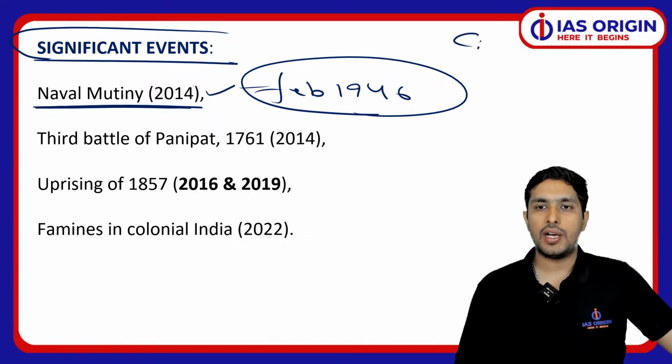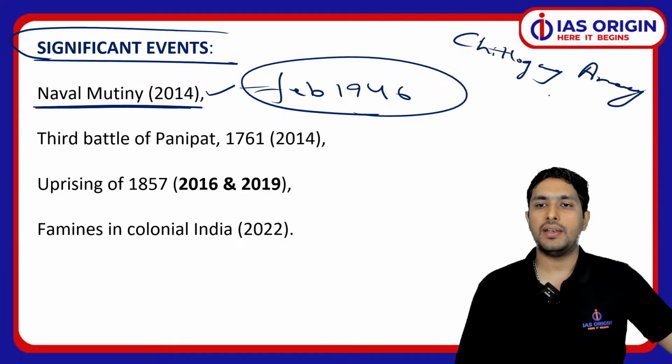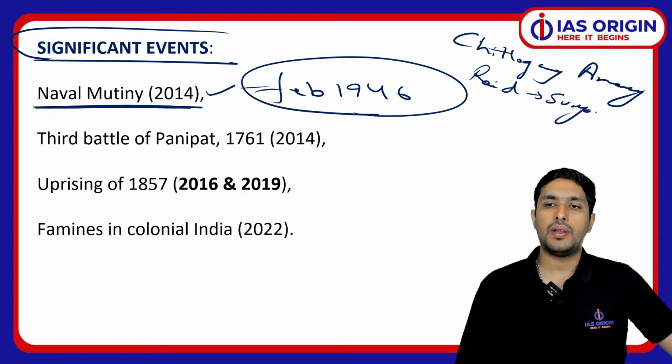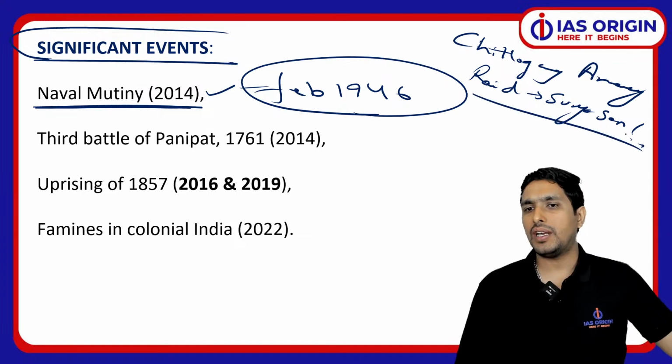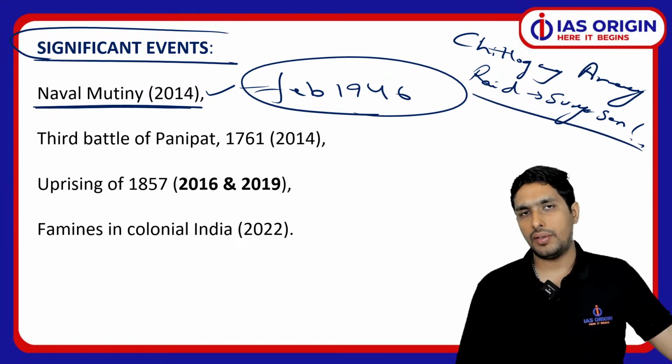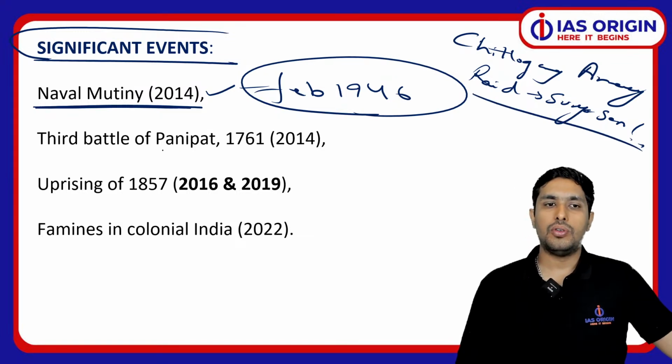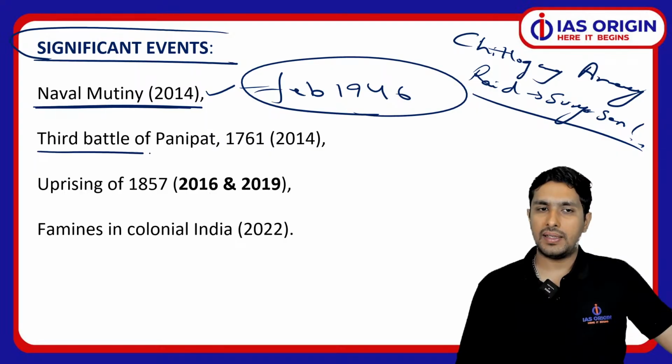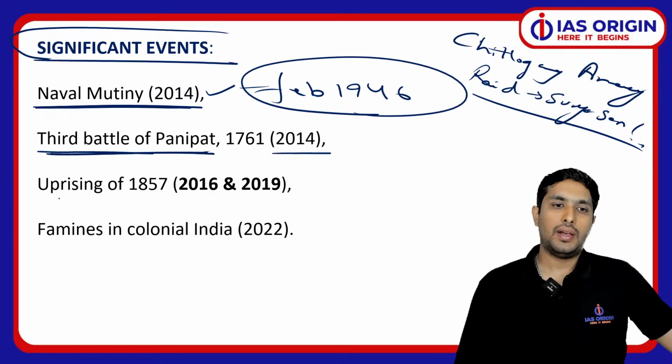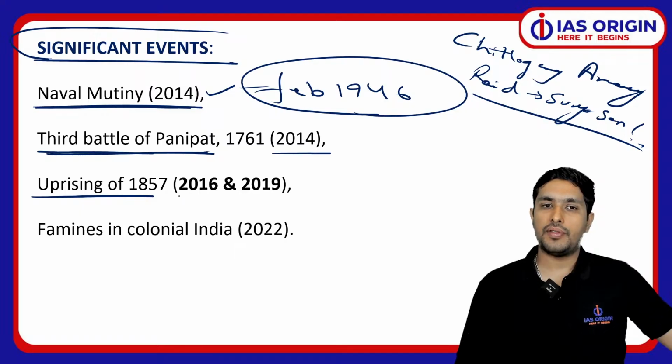For example, Chittagong Armoury raid, which was done by Surya Sen. Okay, so though it was a different kind of activity, that is also an important event. Got it? So like different battles are important, like the third battle of Panipat, 2014, there was a question on that. We have the uprising of 1857. So in 2016, 2019, we have seen the question.